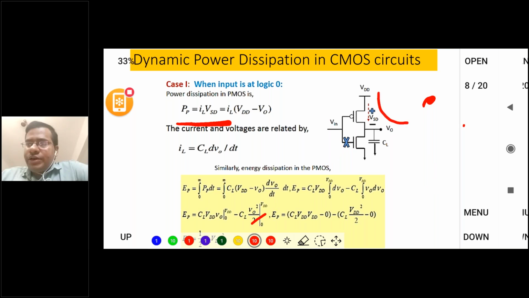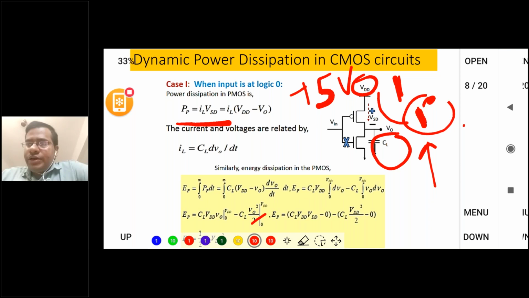So what is the current flow here? If the load capacitor is available, the capacitor is charged because here the supply is high. This supply is logic 1, maybe 1 volt or 5 volt. That means this capacitor starts charging. If it is fully charged, your output logic is 1. So the behavior of the inverter: if the input is 0, your output is 1. You already know that logic, but here our concentration is to calculate the power dissipation.